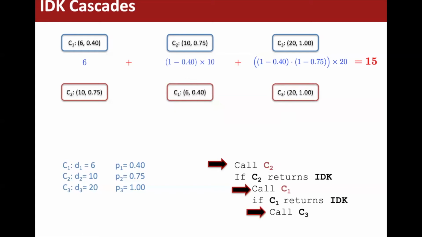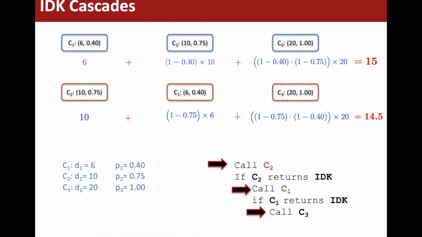The execution duration of C2 is therefore always 10. The expected execution duration of C1 is its actual execution duration 6 times the probability that it will be executed. Similarly, the expected execution duration of C3 is its actual execution duration times the probability that it will be executed. If you do the sums, you will observe that the expected execution duration for this cascade is 14.5, which is of course smaller than the 15 we had seen earlier.